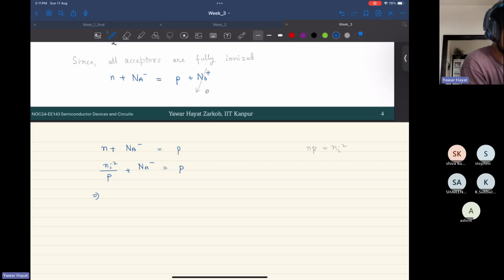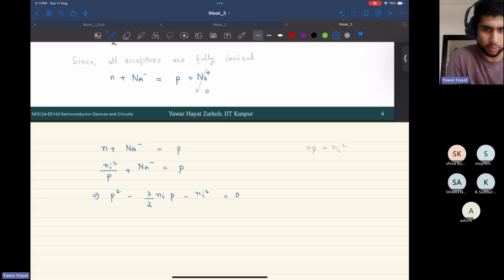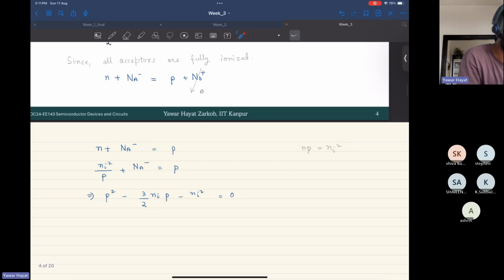If you multiply throughout by P and rearrange, just do it. You guys should have pen and paper, right? Just see if this comes about. It should be P squared minus 3 by 2 Ni P minus Ni squared is equal to 0, which is a quadratic equation in what? This is quadratic in P, right? It's quadratic in Ni as well, but we are interested in P. Ni is something that is known. This is quadratic in P.